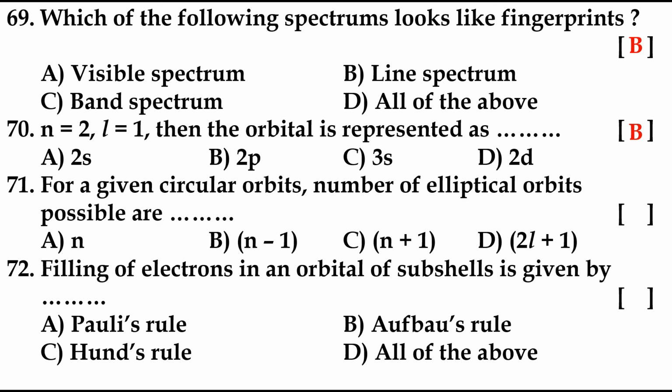71. For a given circular orbit, number of elliptical orbits possible are dash. A. n. B. n minus 1. C. n plus 1. D. 2l plus 1. Answer is option B. n minus 1. 72. Filling of electrons in an orbital of subshells is given by dash. A. Pauli's rule. B. Aufbau rule. C. Hund's rule. D. All of the above. Answer is option C. Hund's rule.